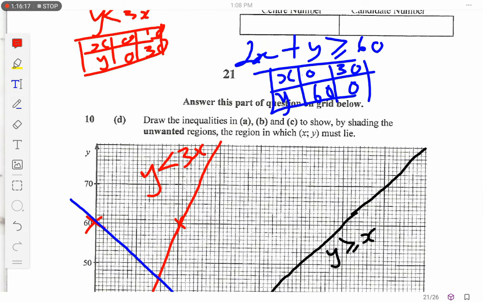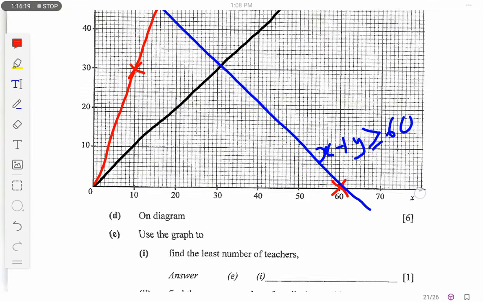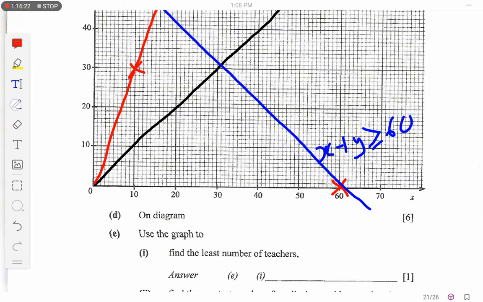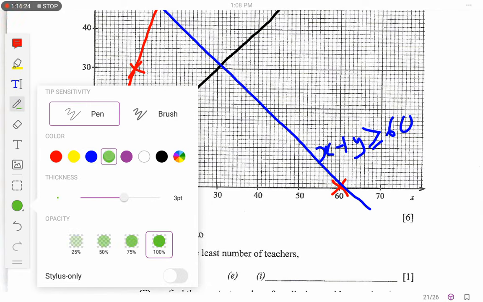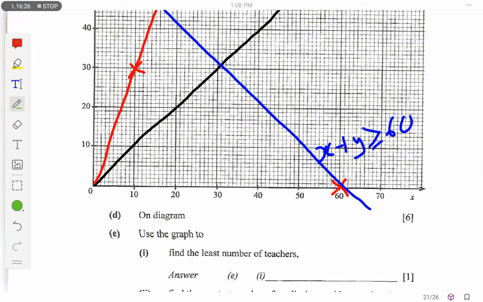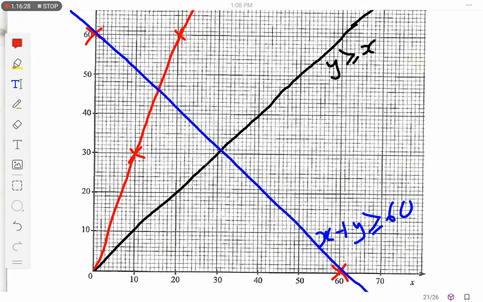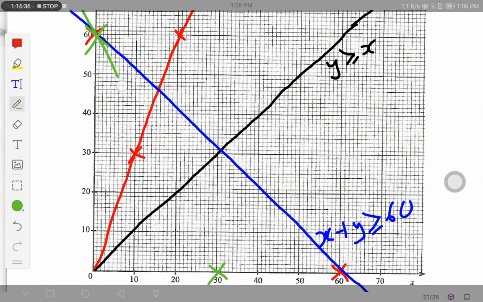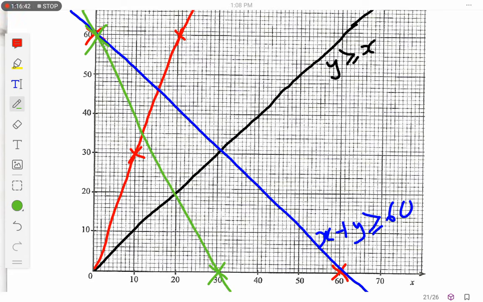So let's draw this one. When x is 0, let me use a different color. x is 0, y is 60. So it's that same point here. Then when my x is 30, this one is 0. So it's passing through this point like that. Okay, fine, we have drawn.